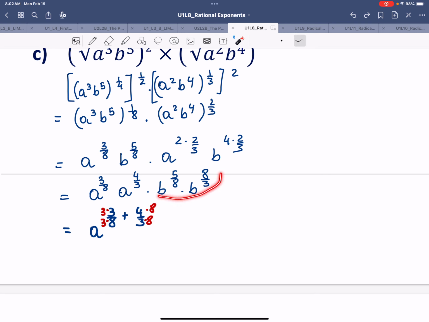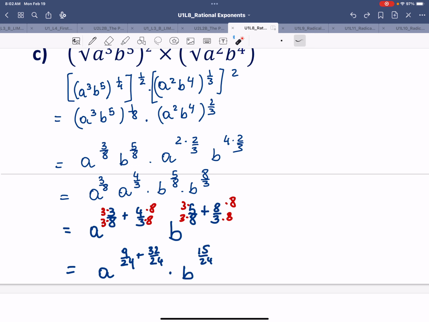And we're going to do something similar with this group of terms, with this multiplication. So we have 5 over 8 plus 8 over 3. So the lowest common denominator, again, is 24. So we're multiplying by 3 over 3 and by 8 over 8 in here. So the expression in a more simplified form will be a to the power of 9 over 24 plus 32 over 24, multiplying b to the power of 15 over 24 plus 64 over 24.